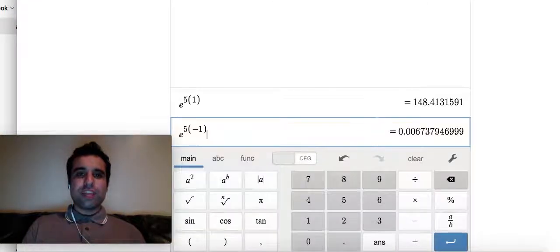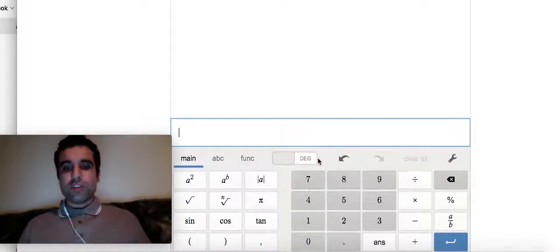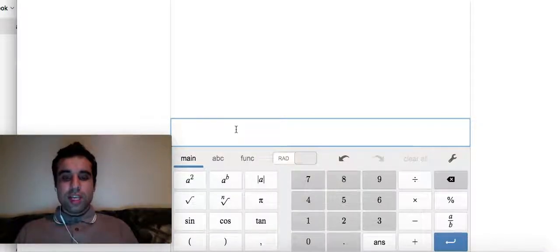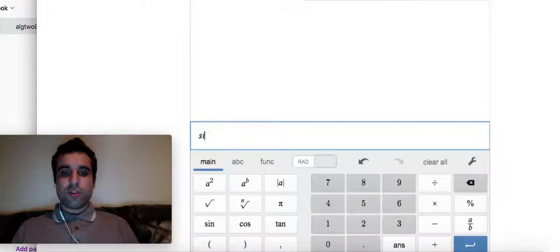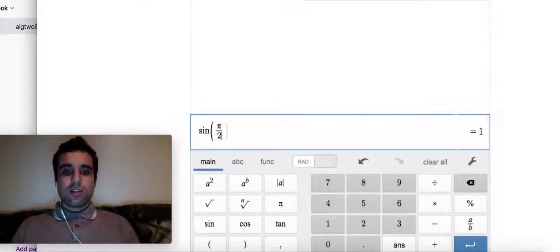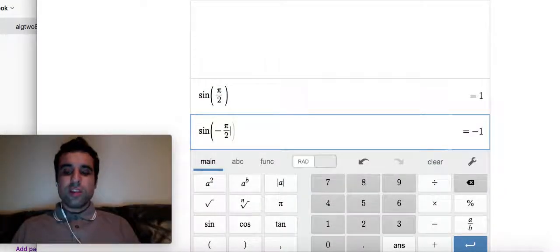Nah, I actually like it in here. Let's just stick with this. So I'm going to clear everything out. I want to make sure I'm in radian mode. And let's just say, let's take sine of pi over 2 and then negative pi over 2. Let's start with that, because that's what we usually do. Sine of pi over 2 is 1. Sine of negative pi over 2 is negative 1.